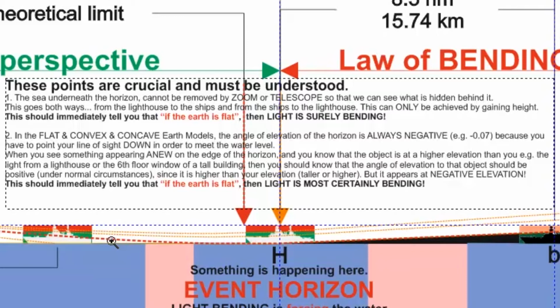When you see something appearing anew on the edge of the horizon, and you know that the object is at a higher elevation than you, for example, the light from a lighthouse, which is 150 feet high, is taller than you. The 6th floor window of a tall building, you know, is taller than you. Then you should know that the angle of elevation to that object should normally be positive. Under normal circumstances, you would have to turn up in order to see that. But if that point appears at a negative elevation, that should immediately tell you that if the Earth is flat, then light is most certainly bending. Why? It means it appears at a lower elevation than you on a flat Earth.